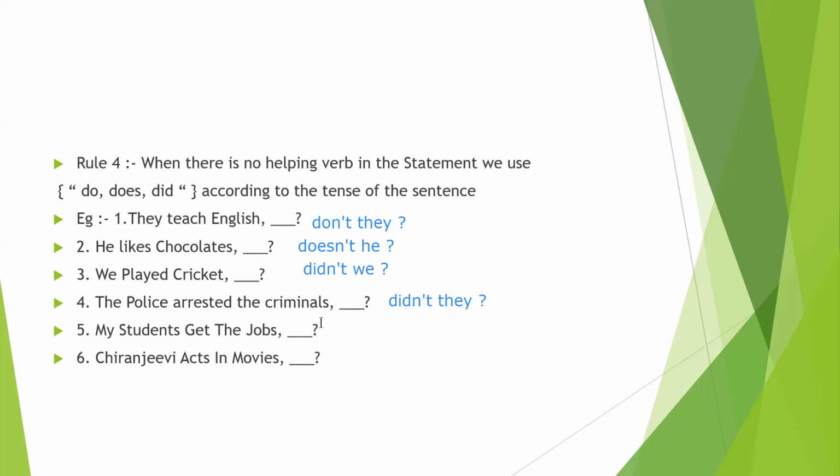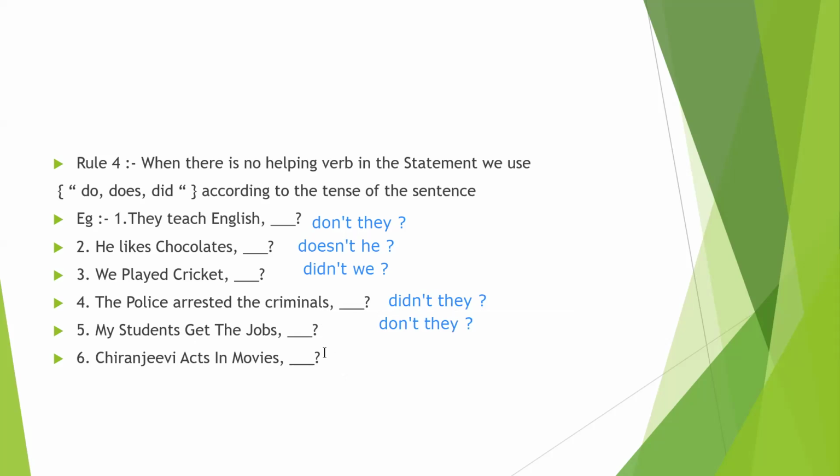Now let's see the fifth one. My students get the jobs. Here students is plural, so we write they, question mark. Now let's see whether the statement is positive or negative. The statement is positive, so we write a negative question tag. Is there any helping verb? There is no helping verb. Now we move to the main verb. Here the main verb is get, V1. So we write do, don't they.